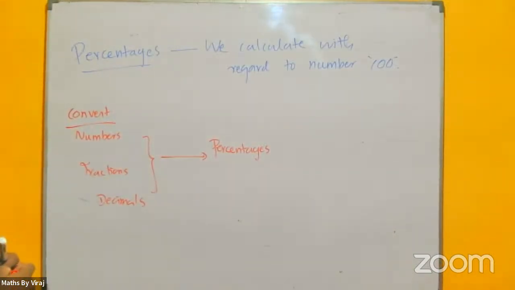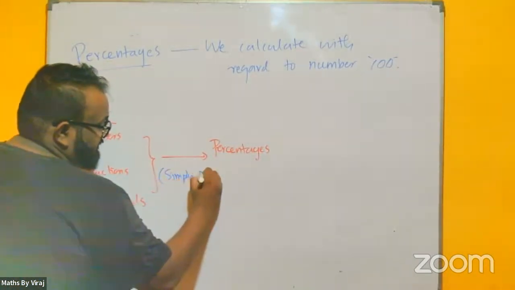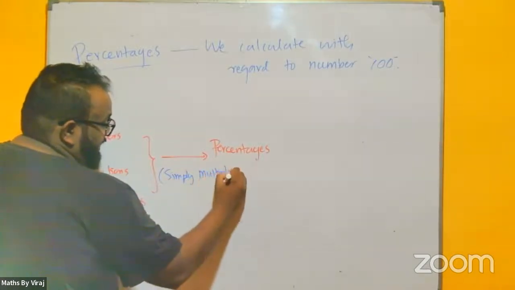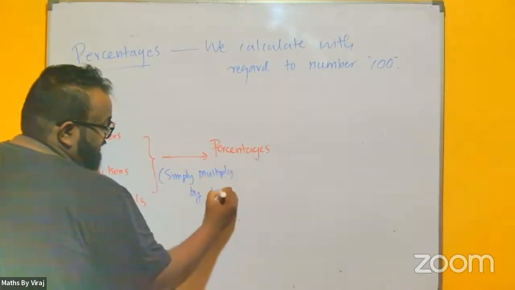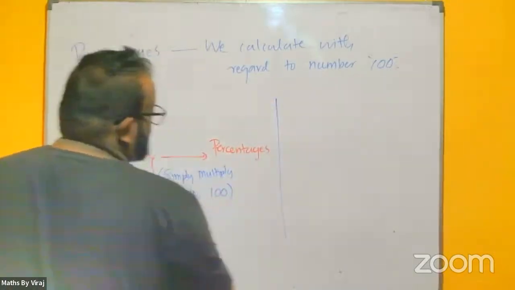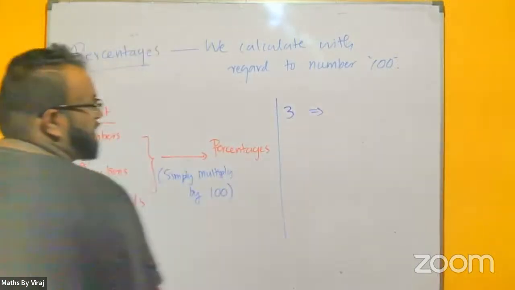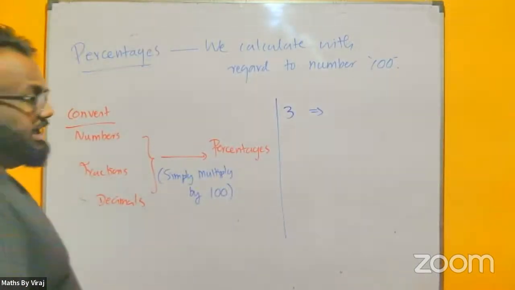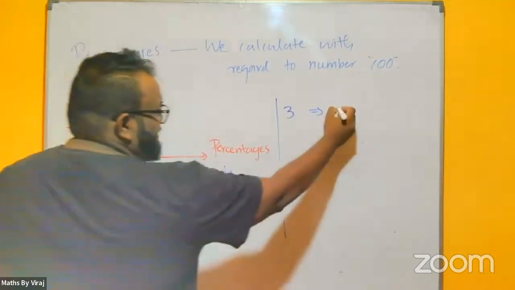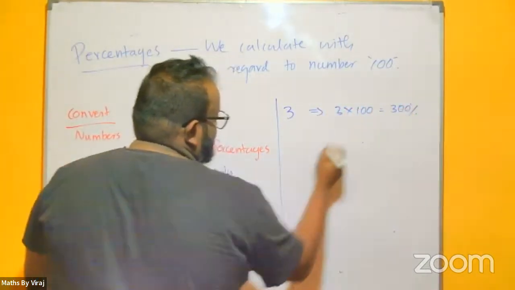So, convert numbers, fractions, decimals to percentages. So, what do we do? Simply multiply by 100. Simply multiply by 100. So what do we do now? Let's say I have whole number 3. How do I convert whole number 3 into a percentage? We simply multiply by 100. We get 300%. Very easy.